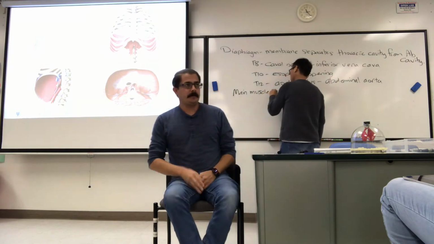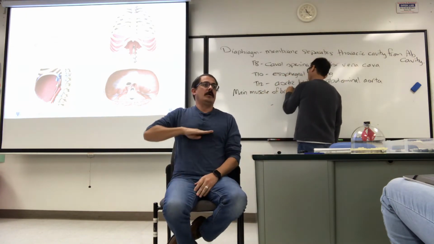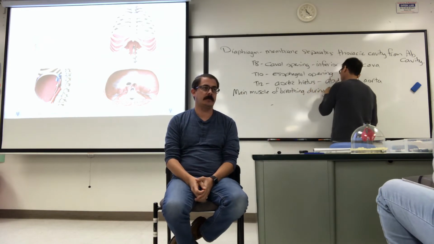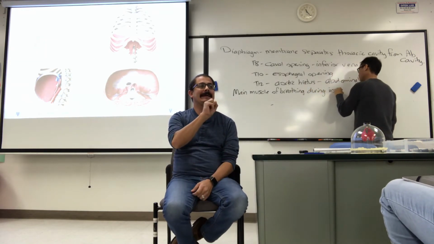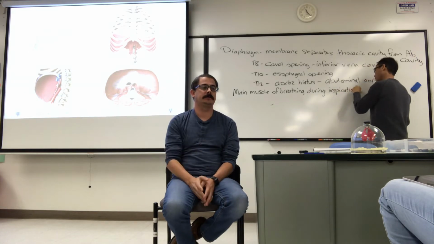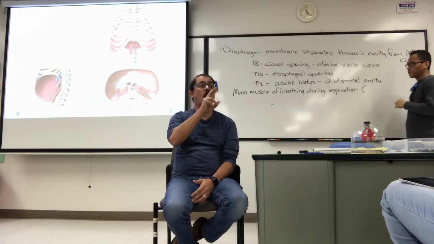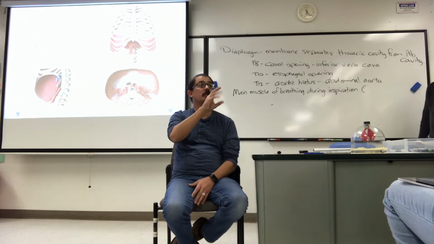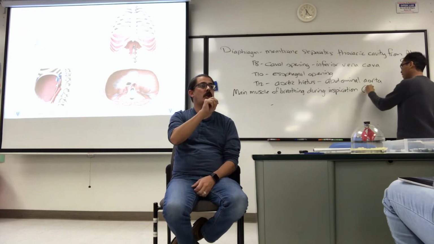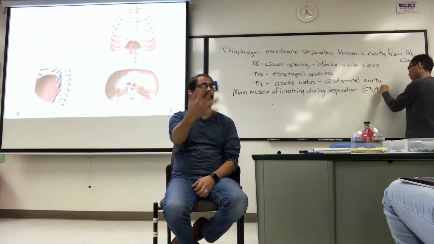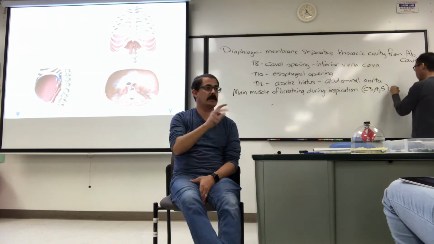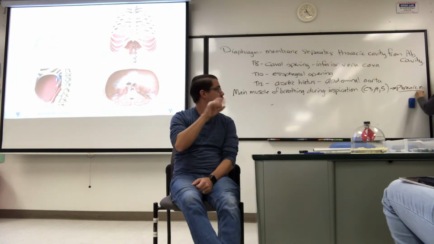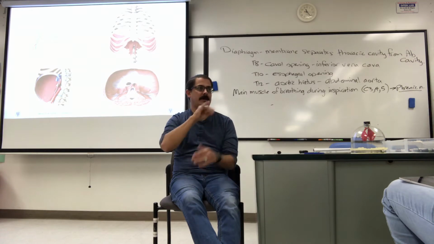Main muscle of breathing during inspiration. Now the nerve roots that control the breathing come from cervical spinal nerves, C3, 4, 5. Keep your diaphragm alive. C3, C4, C5. Those nerve roots form the phrenic nerve. That's one of the most basic anatomy questions. The phrenic nerve innervates the diaphragm.